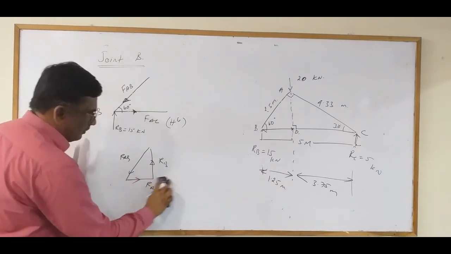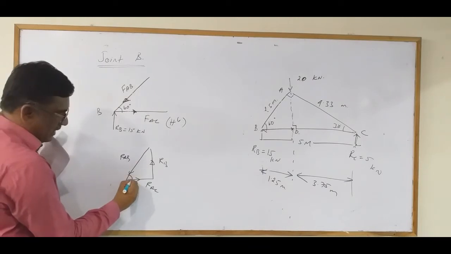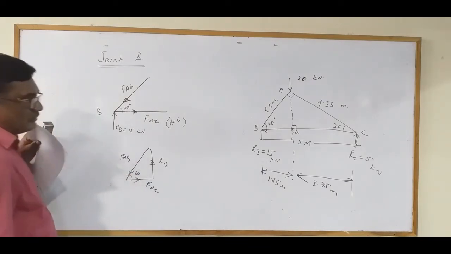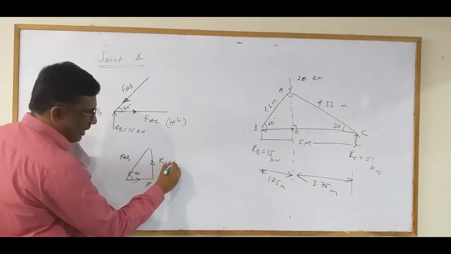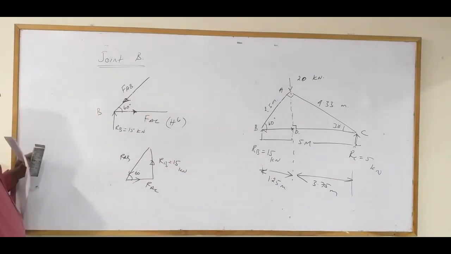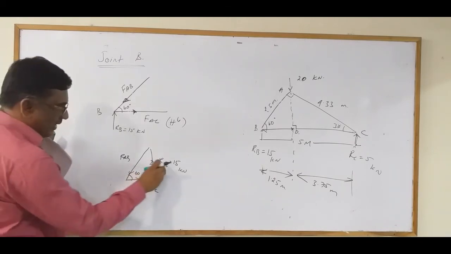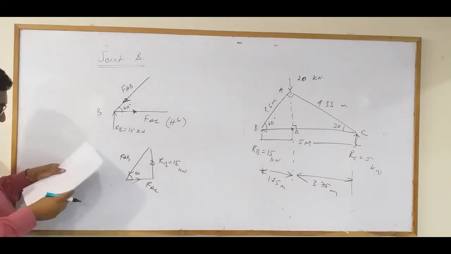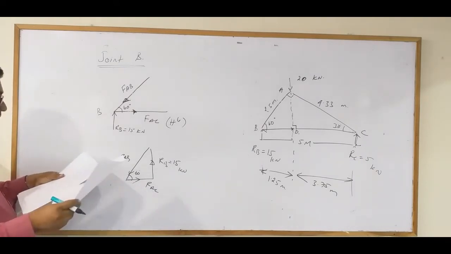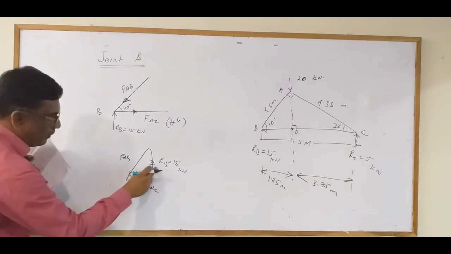This is RB, so it is coming in a triangle. So this angle is 60 degree. We know the value of RB, this is equal to 15 kilonewton. From the early calculation, we have found out the value of RB, 15 kilonewton. Now in this triangle, find out the value of sin 60, opposite side by hypotenuse.